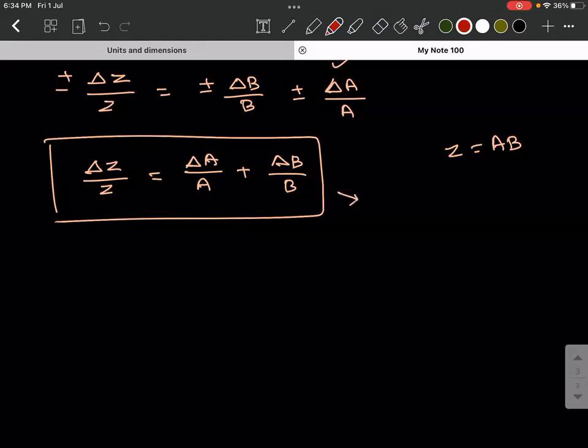So same is the case for Z is equal to A by B also. Note it down. We'll do some problems, then you will get more clarity.